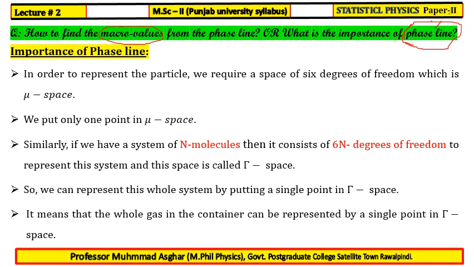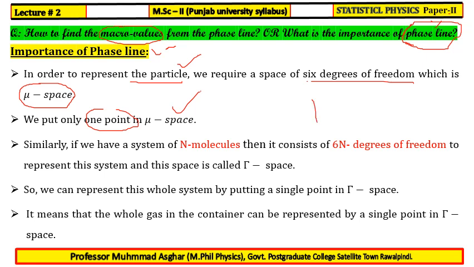Importance of phase line. If we have a single particle with 3 position coordinates and 3 momentum coordinates, it will have 6 degrees of freedom and it is in the mu space. In this mu space, we only put 1 point to represent a particle.